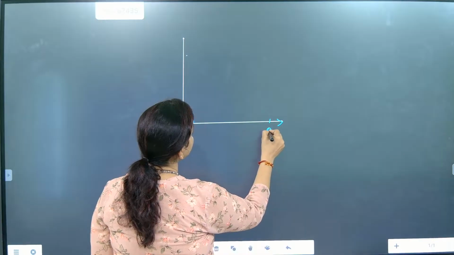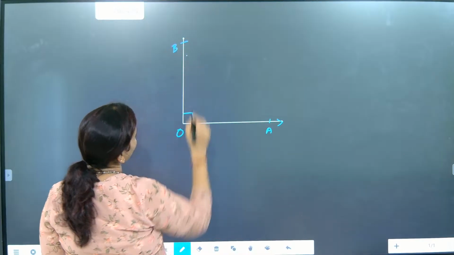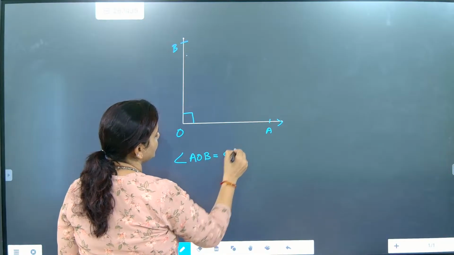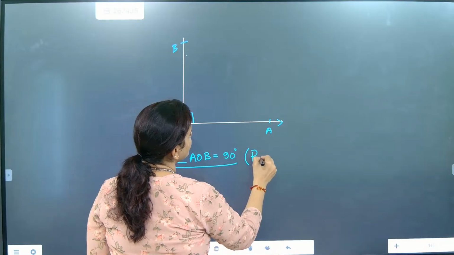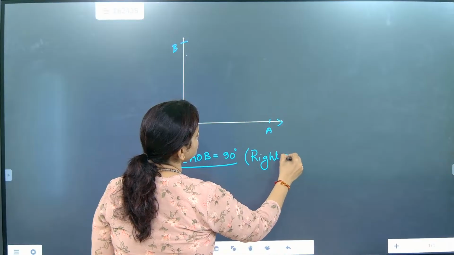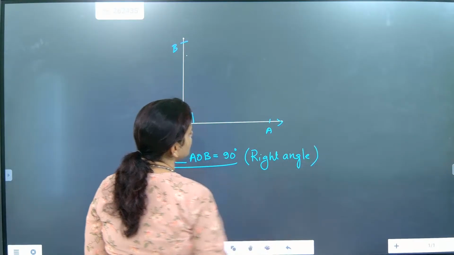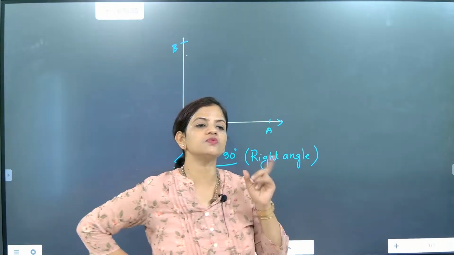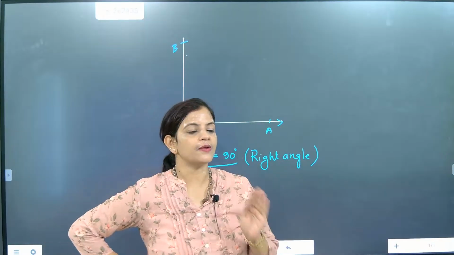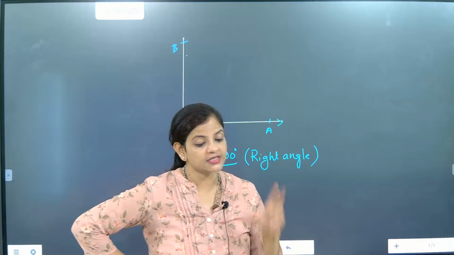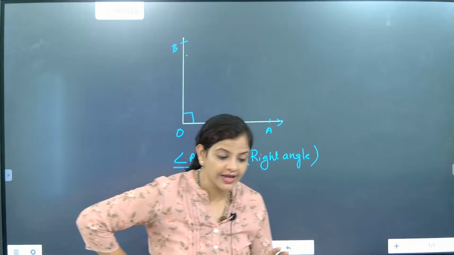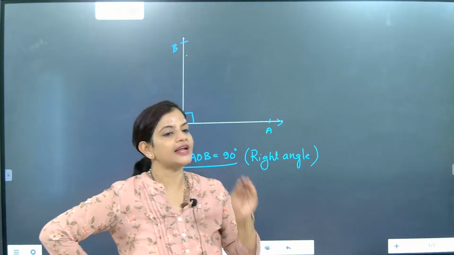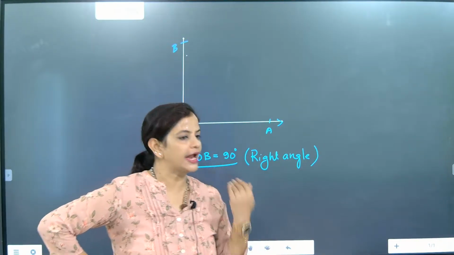Now look here. So this is OAB. So angle AOB will be exactly equal to 90 degrees. This is exactly called what, beta? Right angle. Understand? Right angle. So right angle means when the two rays will be subtending 90 degrees, the angle subtended between the two rays will be 90 degrees. It will be called a right angle.